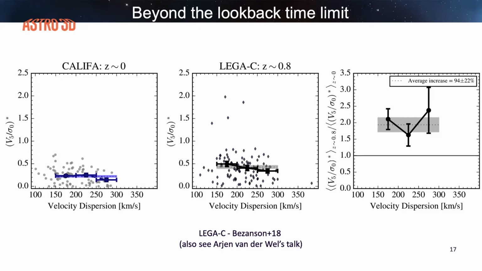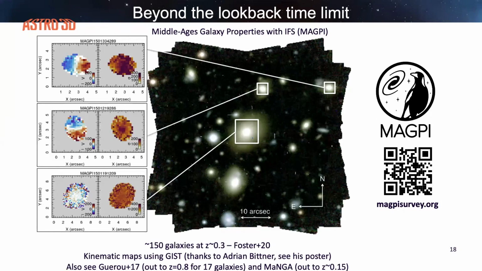And the best way to probe this is to look at intermediate redshift, where we can still have a good signal to noise and a good data set. And so that's exactly what we've proposed to do with the MAGPIE survey. It's a new survey. We're going to look at a total of roughly 150 galaxies at redshift 0.3, so roughly 4 billion years ago, right bang in the middle of where we think that this dynamical evolution is important. And this is just an example, a couple of stellar kinematic maps. And please stay tuned for more results from the MAGPIE survey in future years.